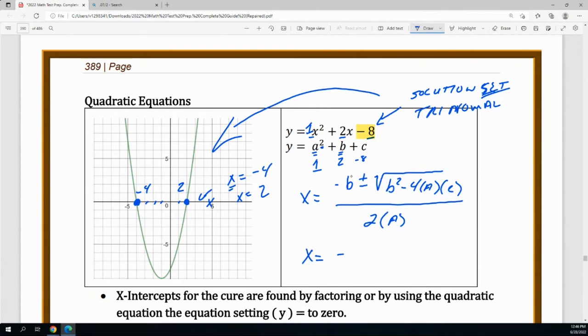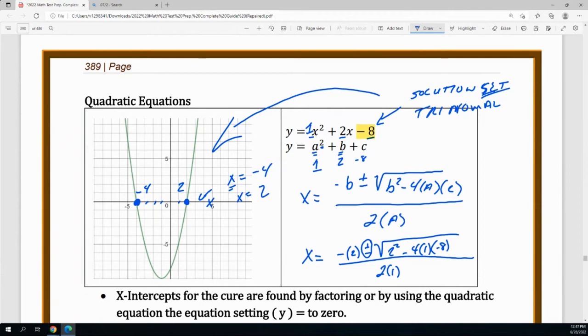So the opposite of b, which is 2, plus and minus the square root of b squared, which is 2 squared, minus 4 times a, which is 1, and c, which is negative 8. I'm going to divide all of that by 2 times a, which is 1. Now, you would use the order of operations to solve this. At the end, you would split and then solve.